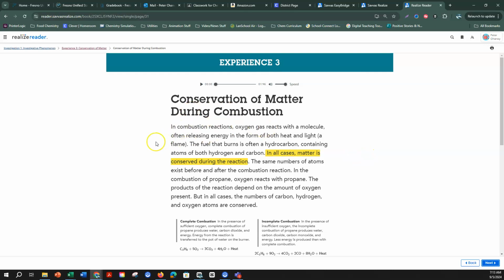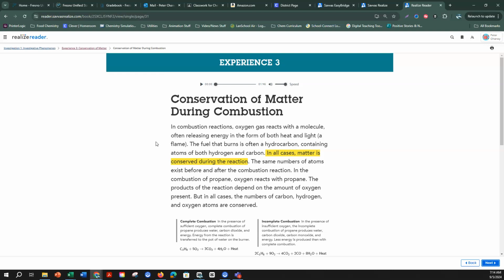So in combustion reactions, oxygen gas reacts with a molecule, often releasing energy in the form of both heat and light, a flame. The fuel that burns is often a hydrocarbon containing atoms of both hydrogen and carbon. In all cases, matter is conserved during the reaction, so make sure you highlight that sentence. The same numbers of atoms exist before and after the combustion reaction.